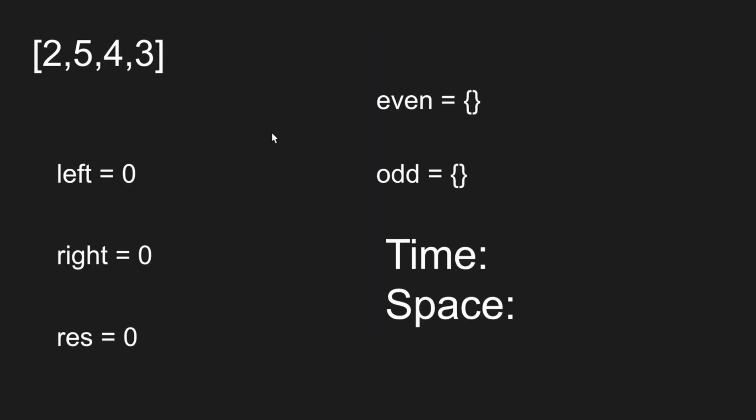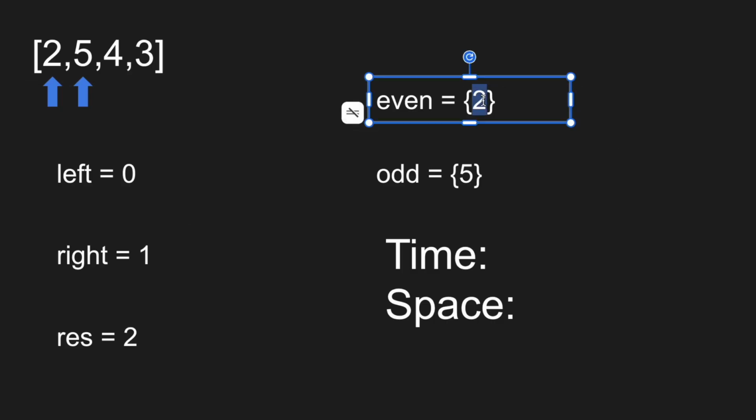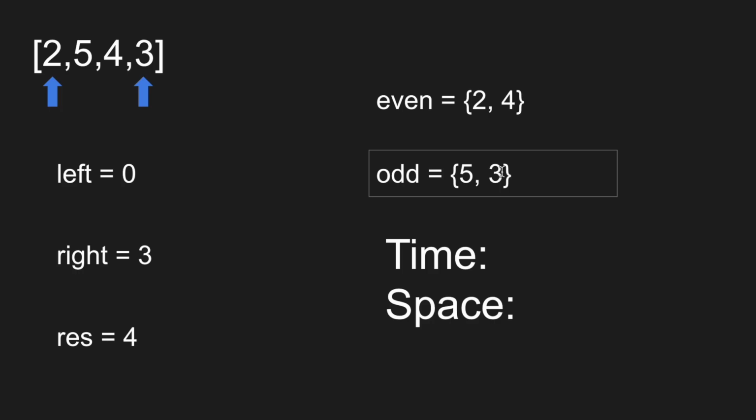So let's go through this example real quick. Left and right both start here. Add 2 to even, add 5 to odd, and the length of this subarray is 2, and we can update result because these two sets are equal length. Add 4 to even and add 3 to odd, and we can update the result to 4 because these two sets have the same length.